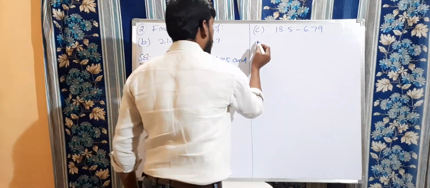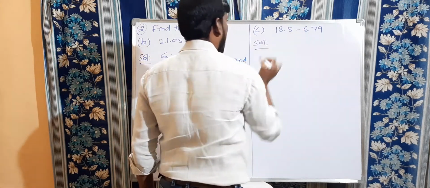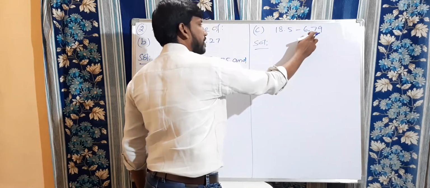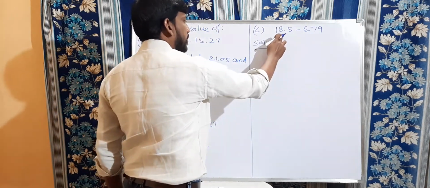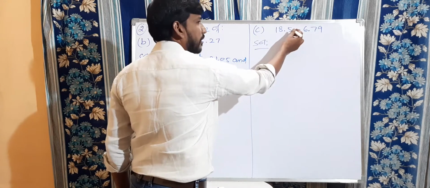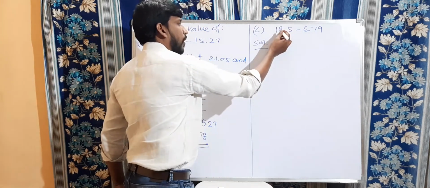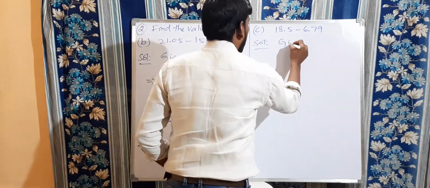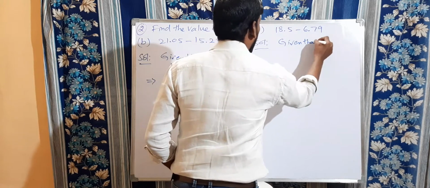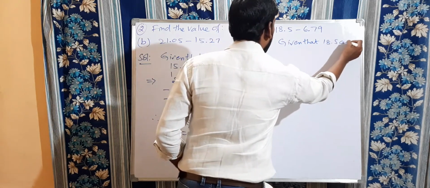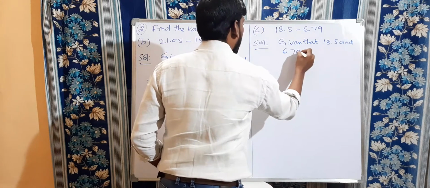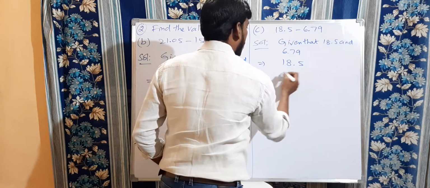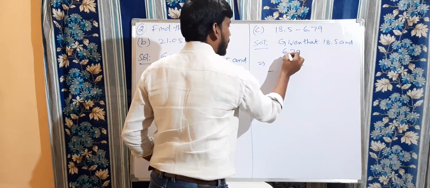Now coming to the C bit. Here also they have given directly. But in the second decimal number we have hundredths place, tenths place and ones place, while in this question the hundredths place is not given. Only the tenths place is given, the ones place and tenths place. Clear? So the given values are 18.5 and 6.79. We need to write the greater value first, that is 18.5 minus 6.79.